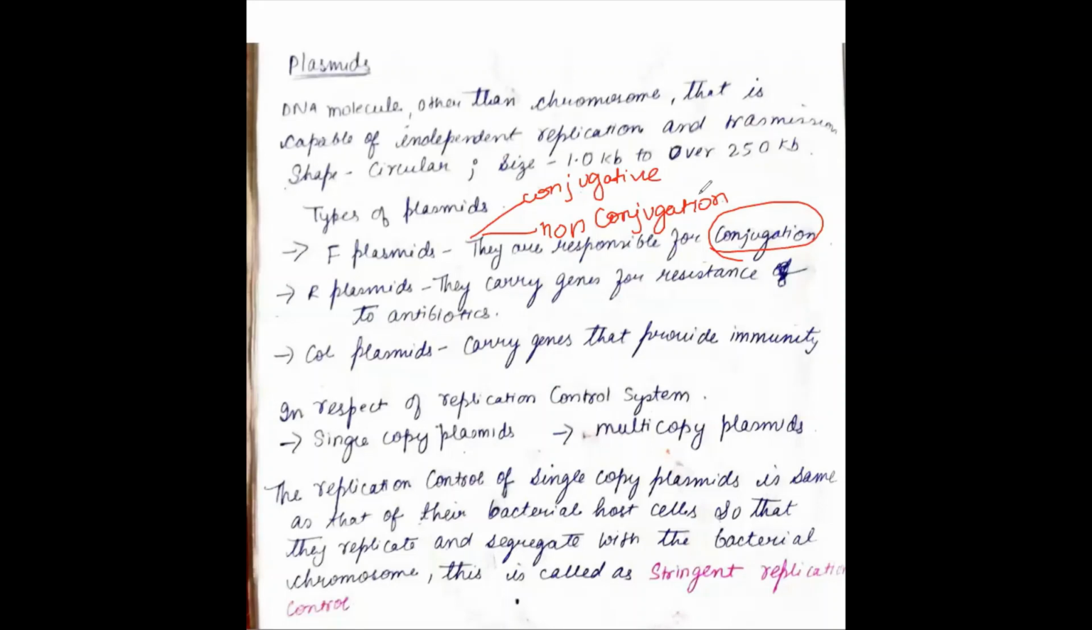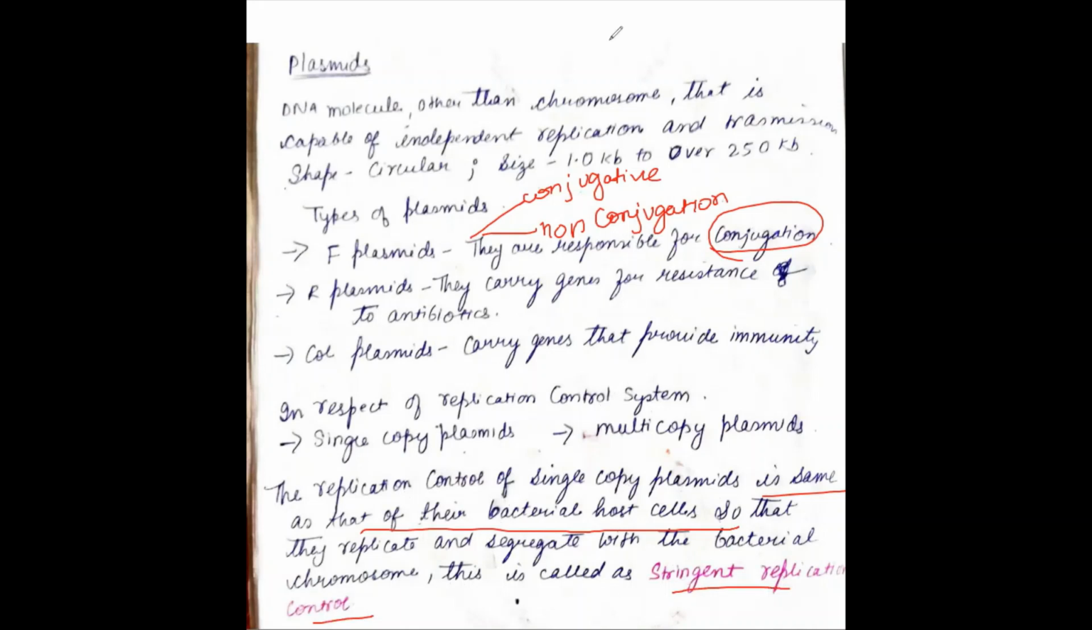Now we have the replication control system. What is this replication control system? Each plasmid is maintained in the bacterial cell at a characteristic copy number, and this is due to the replication control system. You have two types: single copy plasmids and multi-copy plasmids. What are single copy plasmids? Their replication is the same as that of the bacterial host cell, so they replicate and segregate with the bacterial chromosome. This is also called stringent replication control.